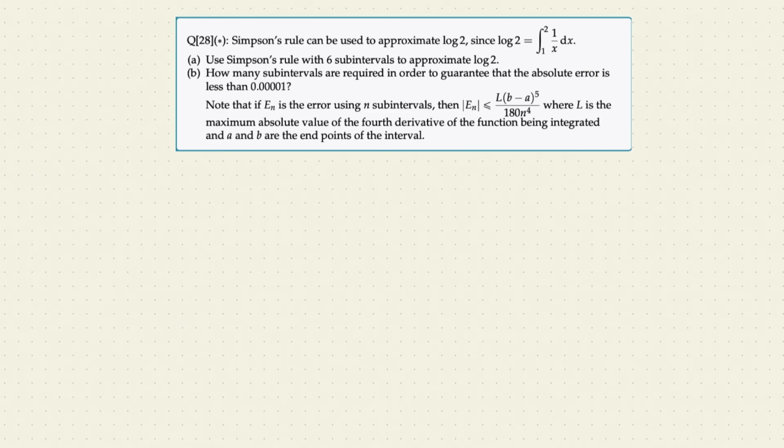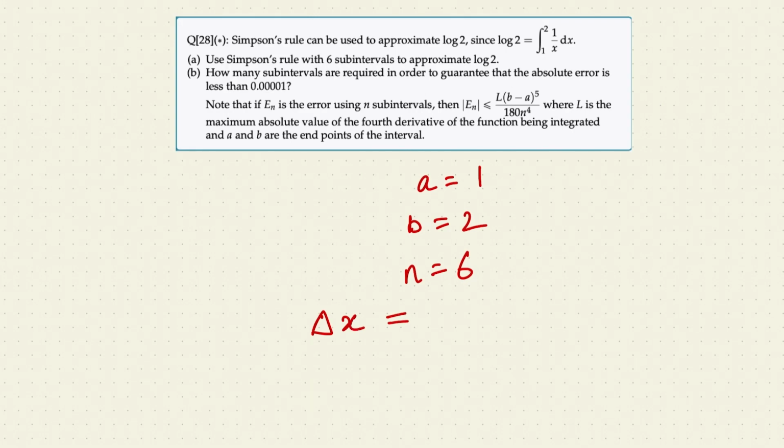So we can clearly notice over here that our a is equal to 1, our b is equal to 2, which are our lower and upper endpoints, and our n is equal to 6 because we are using 6 subintervals. Now if we want to calculate delta x, it would simply be b minus a over n. b is 2, a is 1, n is 6, so our delta x is equal to 1 by 6 in this case, right?